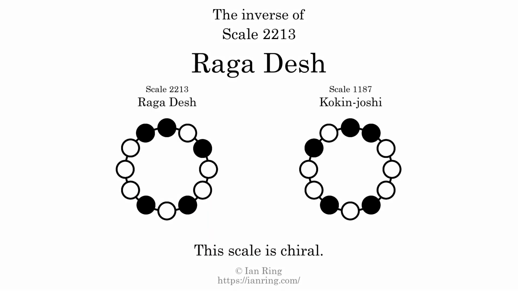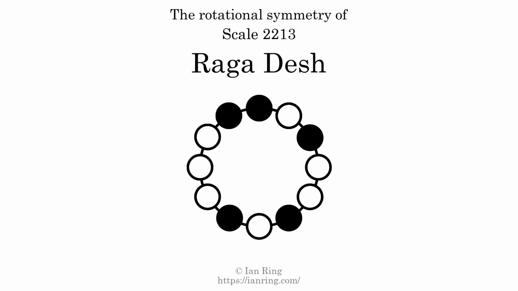The inverse of a scale is a mirror image. It is what you get when the sequence of intervals is reversed. The inverse of this scale is scale 1187, also known as Koken-Joshi. This scale is chiral. It cannot transform into its inverse by rotational transformation. This scale has no rotational symmetry.